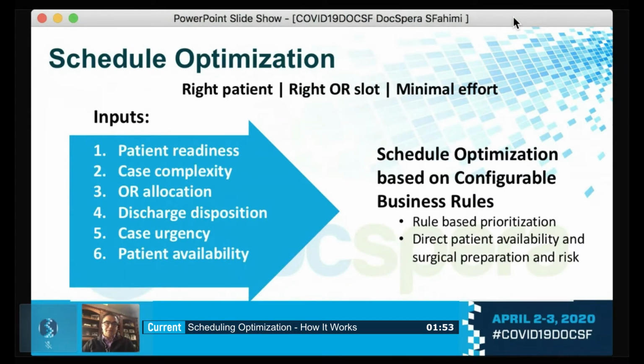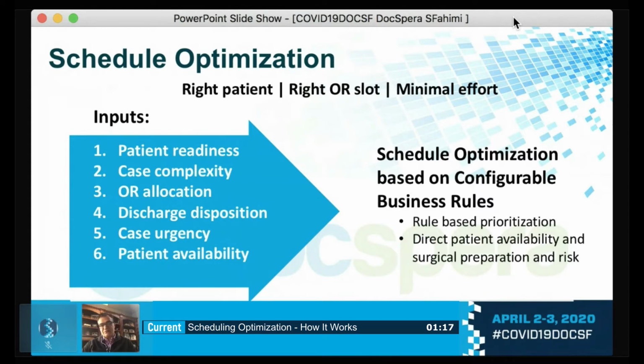Is the patient ready? Have they gotten their medical checklist clearance completed? Is clearly one that you need to make sure that you have a handle on. What about the complexity of the case? Let's assume that if you have a revision that is more complicated, you certainly don't want to put those back to back. So having some rules around how you want to scatter these more complex cases throughout your schedule is important. The OR allocation, what type of OR room is it? Can it handle a revision or not for the case that you want to do?